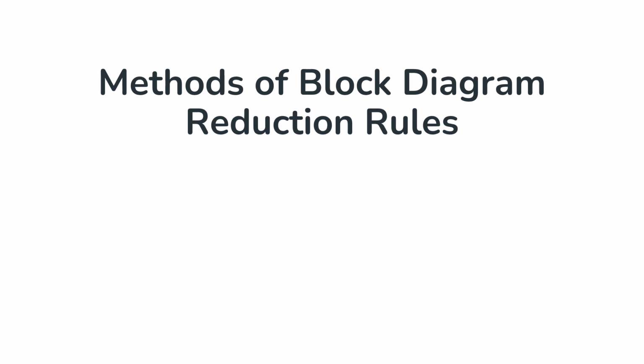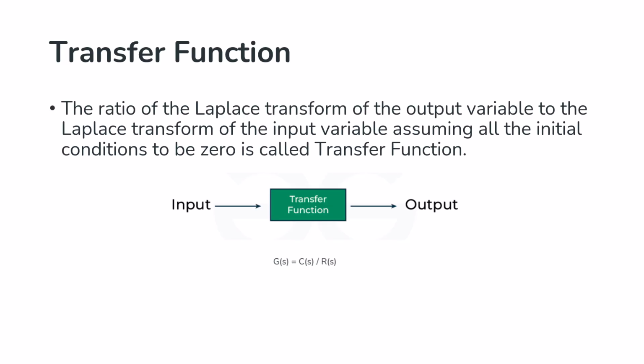Today I'll be discussing the methods of block reduction rules in control systems. So we already discussed the transfer function, that is basically the Laplace transform of the output by the Laplace transform of the input. If we have output as C(s) and reference input as R(s), then G(s) is the transfer function, which is given by C(s) by R(s).